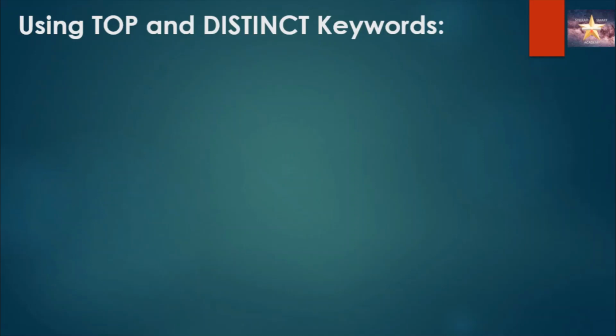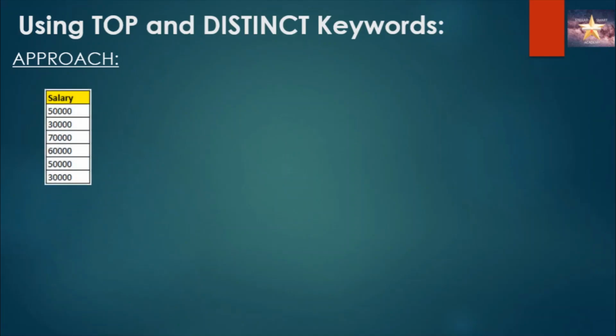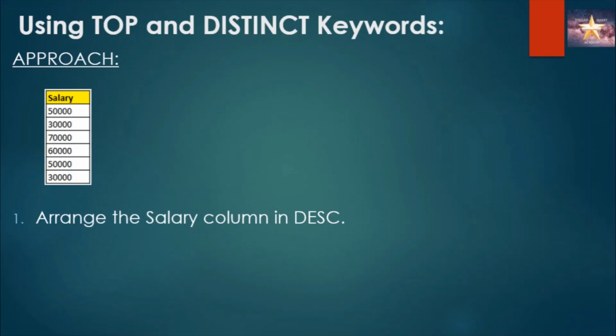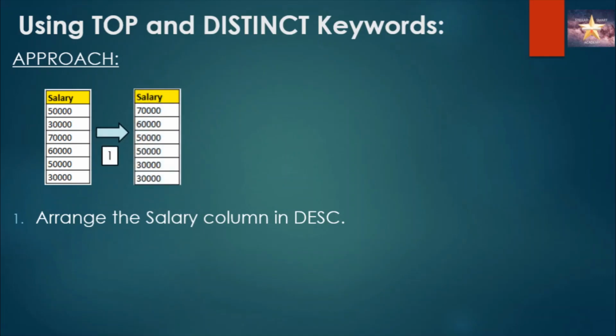The second method is using the top and distinct keywords. So first let's look at the approach that we are going to use to determine the nth highest salary using the top and distinct keywords. Let's say we have the salary column as shown here. So the very first step is to arrange the salary column in the descending order so that the highest salary appears at the top. Once we have performed step 1, as you can see, the maximum salary of 70,000 appears at the top, followed by the second highest, third highest, and fourth highest salaries.